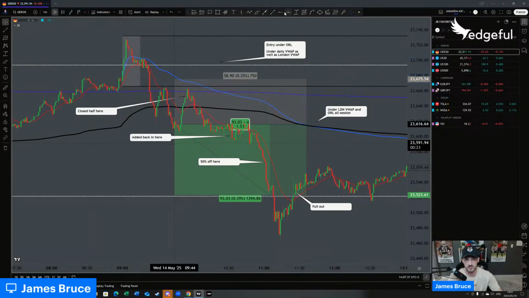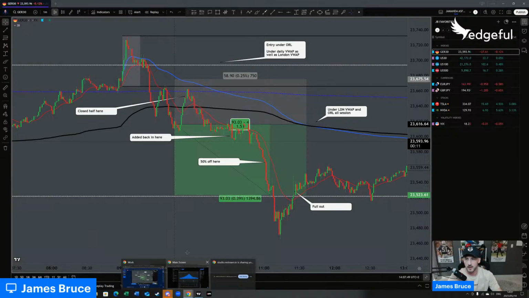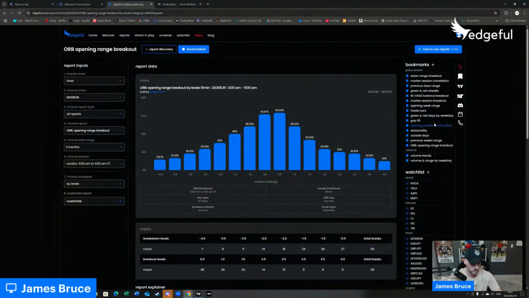That means 61% of the time we're going to move at least 30 points to the low side or to the high side of that, because it's a negative 0.5 or a positive 0.5 of that ORB. Okay, and then something also very interesting was that the opening candle, which was also red, so trading in the direction of that. And what is that opening candle continuation report with Edgeful?